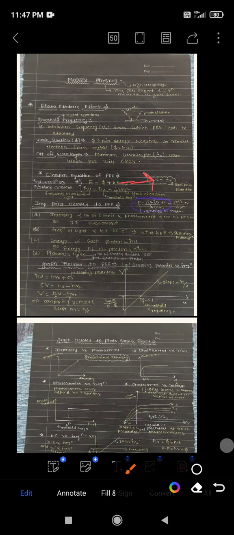For fast calculation we have to remember this formula: E is equal to 1240 upon lambda electron volt, where lambda is in nanometer. If lambda is in angstrom, then we use 12400 upon lambda electron volt for incident energy. Next are important points related to the photoelectric effect.